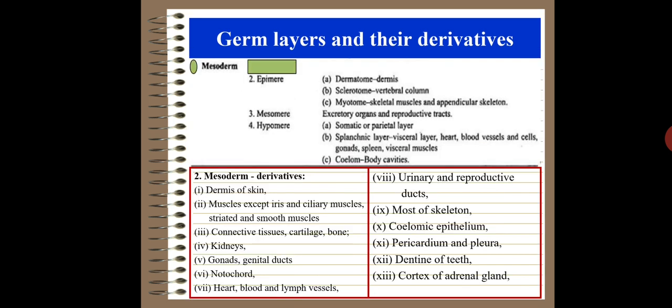The second germinal layer is mesoderm. Mesoderm also has 3 regions. These are epimere, mesomere and hypomere.